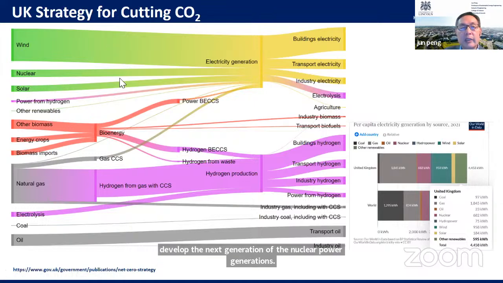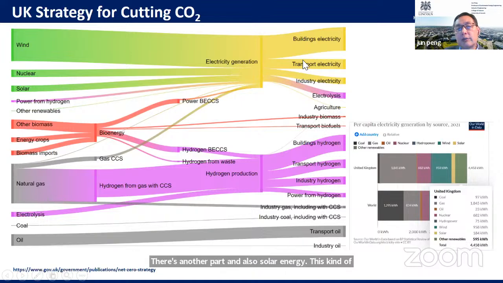This part actually provides electricity to run transport, like battery electric vehicles, and buildings, and industry for different uses. Another, more or less, electricity goes to electrolysis, coming from here to here. Yeah, we'll talk about it later.